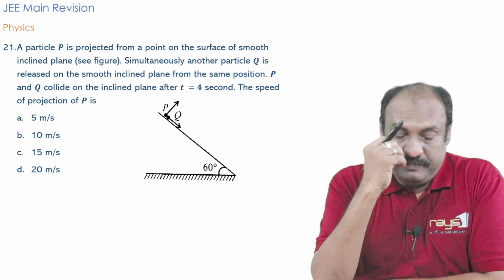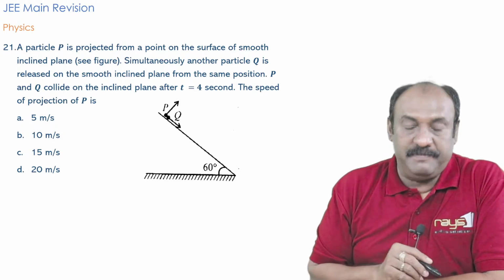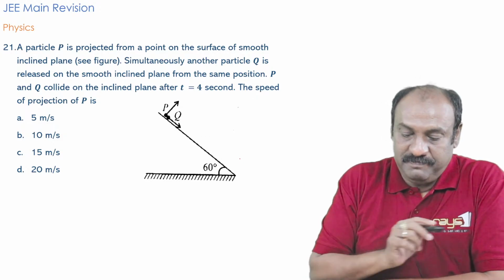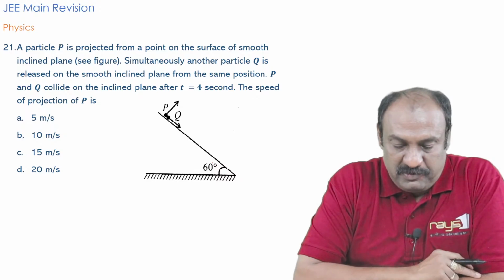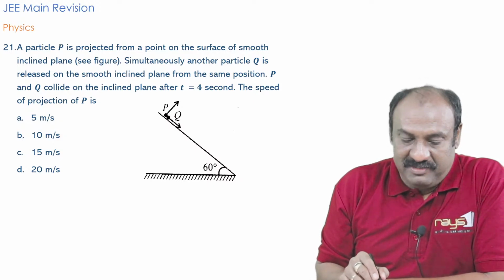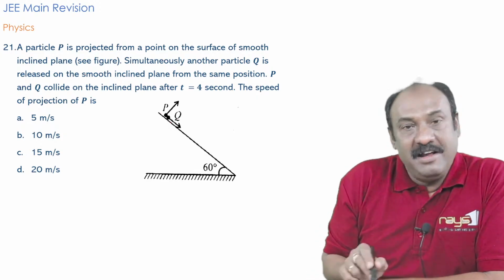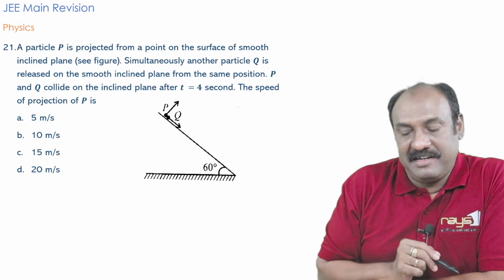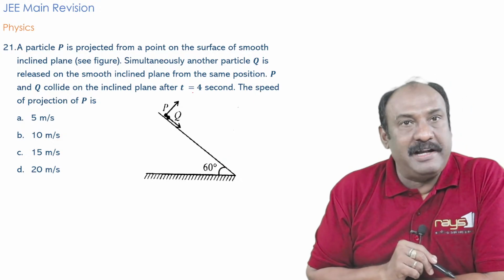Question number 21. A particle P is projected from a point on the surface of a smooth inclined plane. Simultaneously, another particle Q is released on the smooth inclined plane from the same position. P and Q collide on the inclined plane after 4 seconds. Then find the speed of projection of point P. So when a particle is projected from a point on the surface of the smooth inclined plane, simultaneously another particle Q is also released on the smooth inclined plane. After t equal to 4 seconds, this P collides with Q. Then the speed of projection of the particle is what we want.